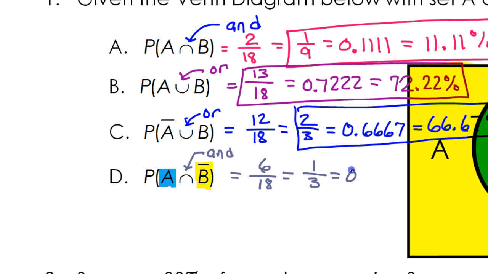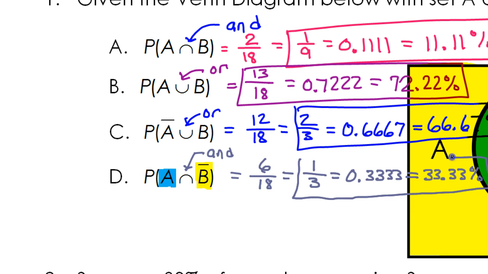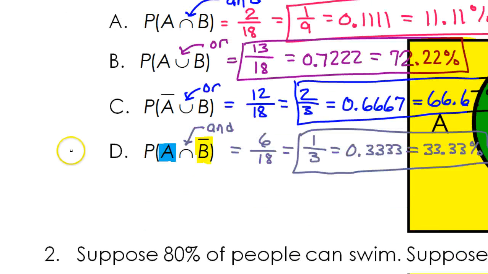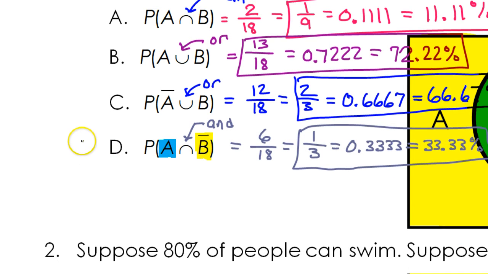1/3 as a decimal is 0.3333 repeating. And as a percent, of course, that would be 33.33%. So this will be the answer to D. Okay, any questions? I can't hear you. Speak up. So that was problem number 1.